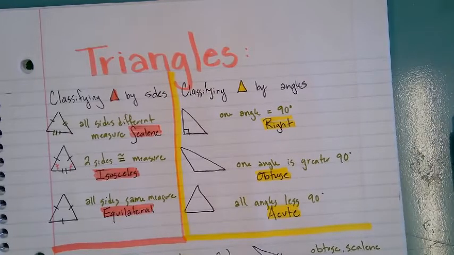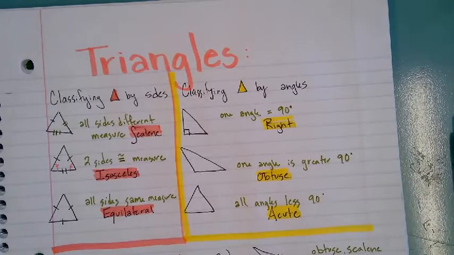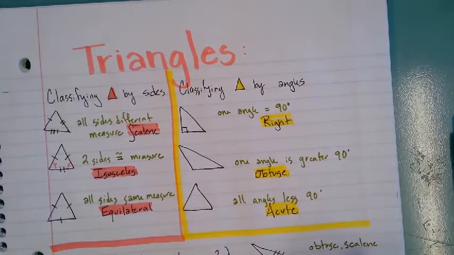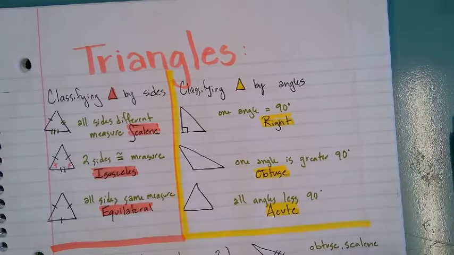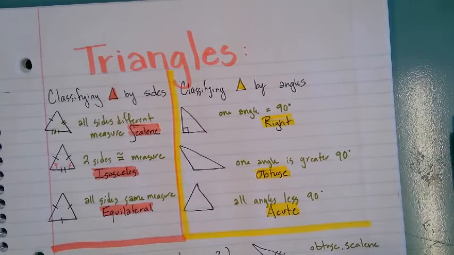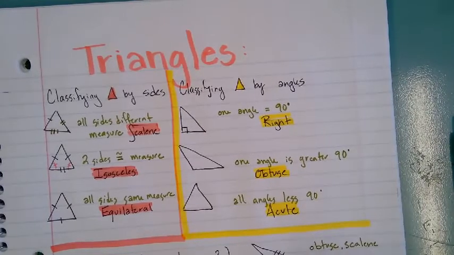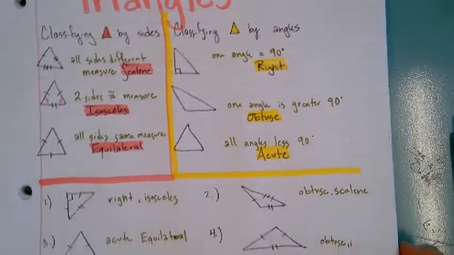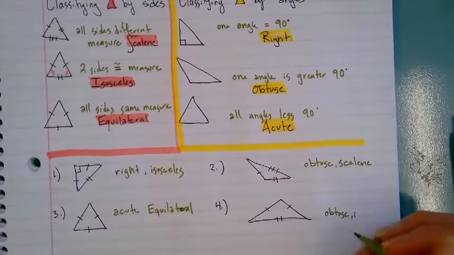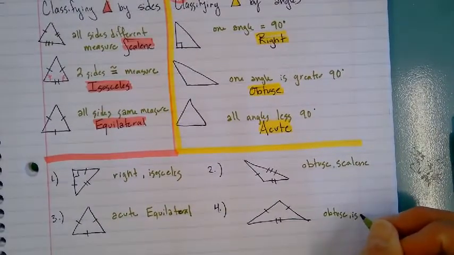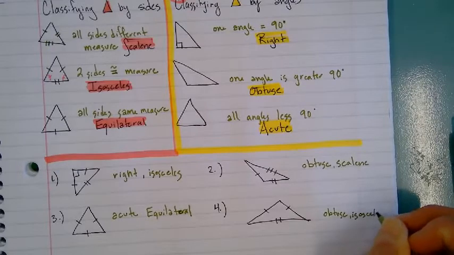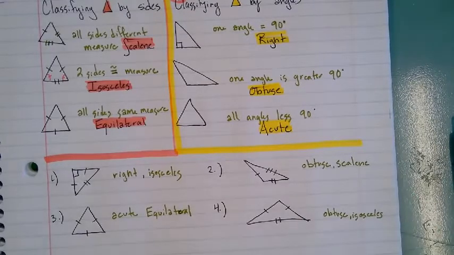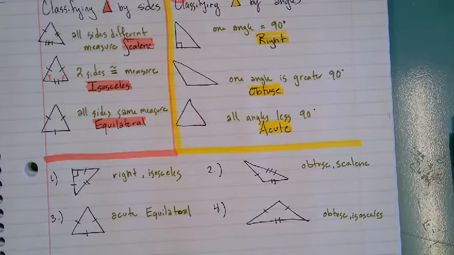Acute equilateral. And then this one is an obtuse angle, so it's going to be an obtuse, but then they have 2 sides here that are the same, so that's going to be an isosceles. So that is how we classify triangles by their sides and angles.